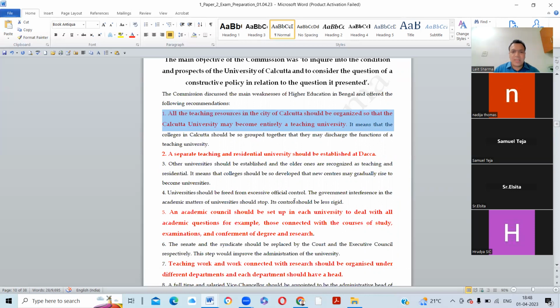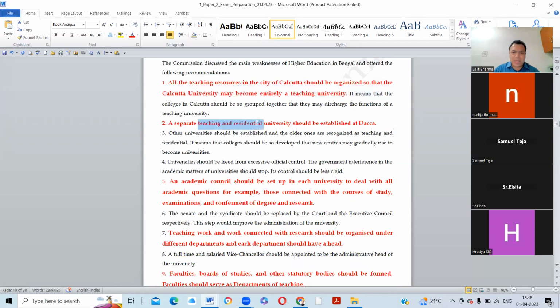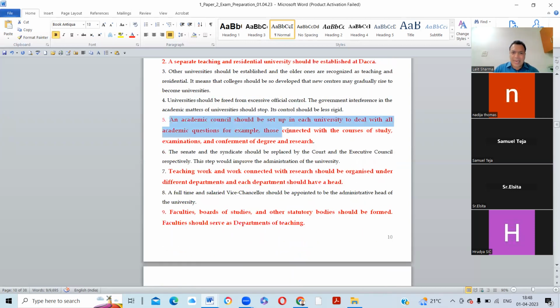All the teaching resources in the city of Calcutta should be organized so that Calcutta University may become entirely a teaching university. A separate teaching and residential university should be established at Dhaka. An academic council should be set up in each university to deal with all academic questions, for example, those connected with the course of study, examinations, conferment of degrees and research.